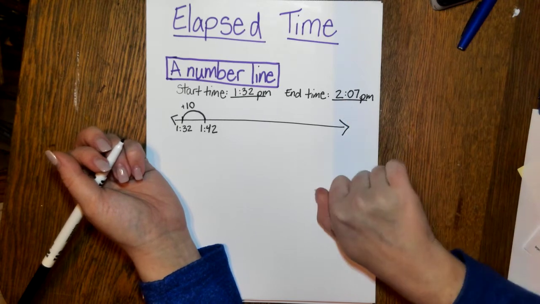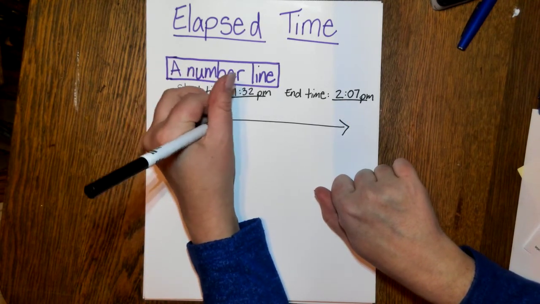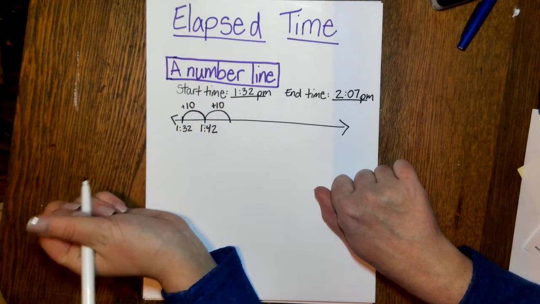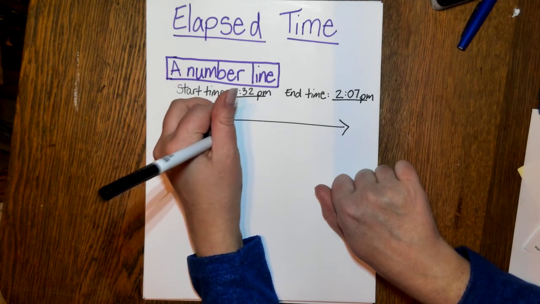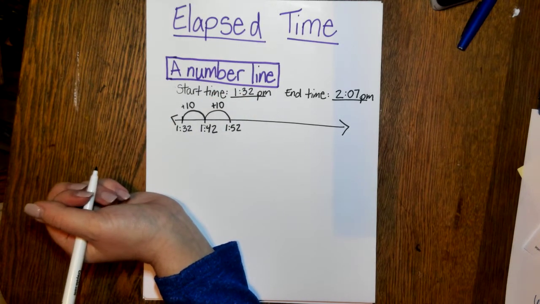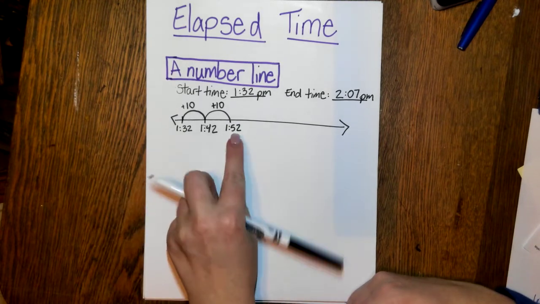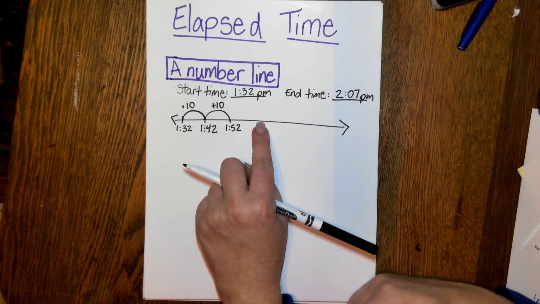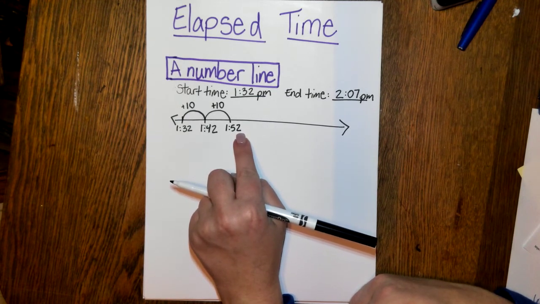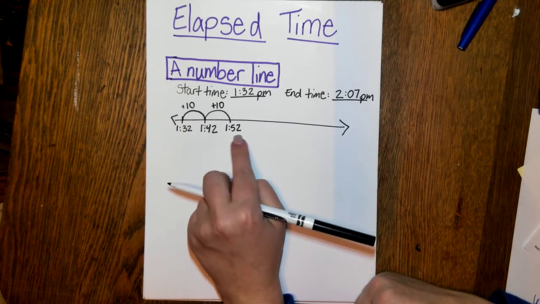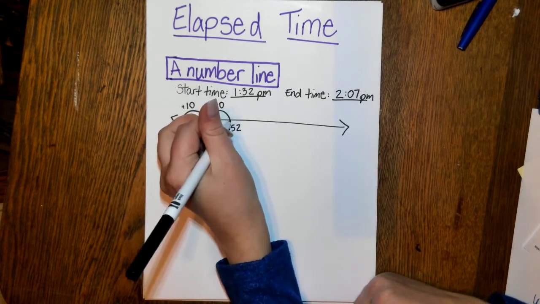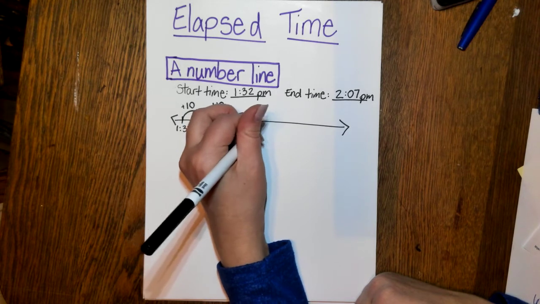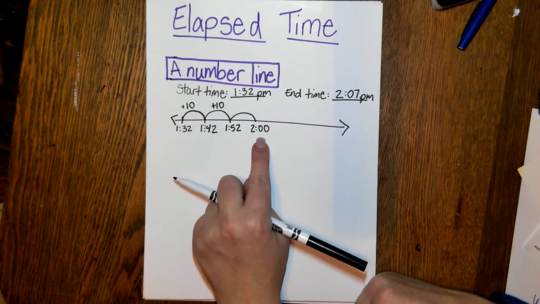Okay, I'm still trying to get to 2:07. Now I'm going to make another jump of 10 minutes. What's that going to put me at? 1:52. Now, that's really close to the next hour. If I jump 10 more, that would get me to 2:02. But here's what I'm going to do. I'm going to move to the next hour. So here's my hop, and I want to move to 2 o'clock.